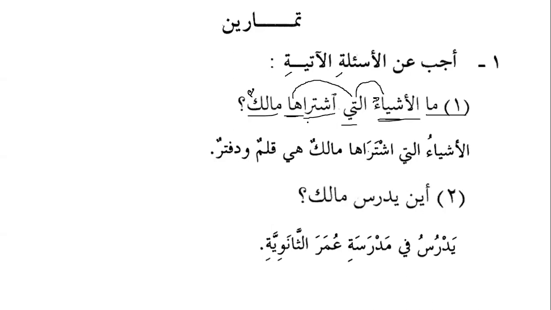So ishtara is the verb, and we know that it has alif maqsura. When we use it with an attached pronoun, alif maqsura changes into a regular alif. So ishtara is the verb, Malikun is the fa'il, and ha is maf'ul bihi. Okay, what are the things that Malik bought? Al-ashya'u, the things, allati, which, ishtaraha, he bought, or ishtaraha Malikun, Malik bought, hiya, they are, qalamun, a pen, wa daftarun, and a notebook. So these are a pen and a notebook.